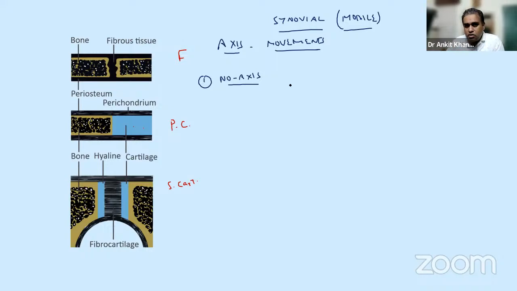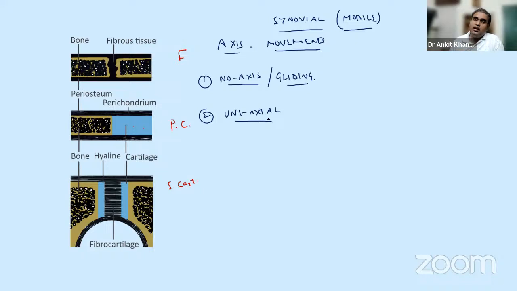So what is the joint doing? It is simply gliding against each other. Like I told you, the hands. Not that much of gliding, but a bit of gliding over here, simple as that. Then second classification will be uniaxial, that the movement is in one particular axis.